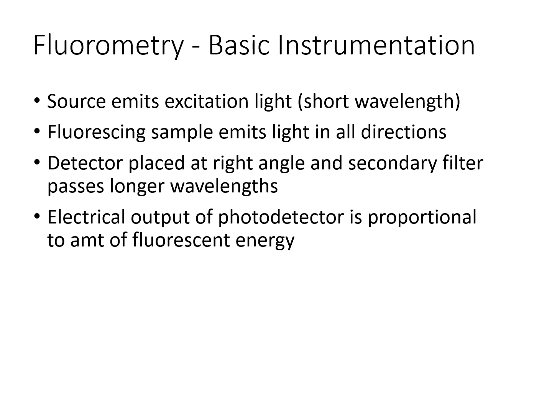A secondary filter is used to pass only the longer wavelengths or emission light and block scattered excitation light. The photodetector's electrical output is proportional to the amount of fluorescent energy emitted by the sample. This right angle setup with filters helps to ensure that the detected signal is mainly from the fluorescence emission, which helps to minimize interference from the excitation light.